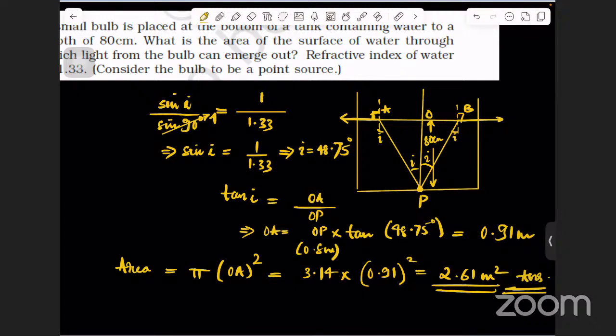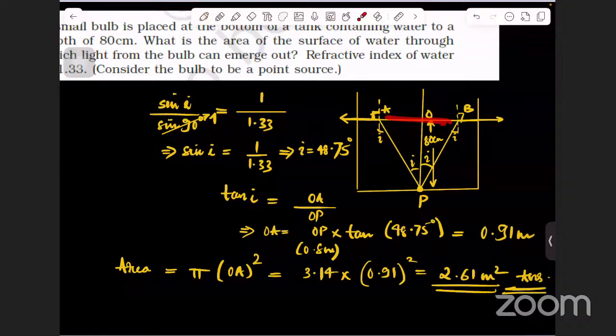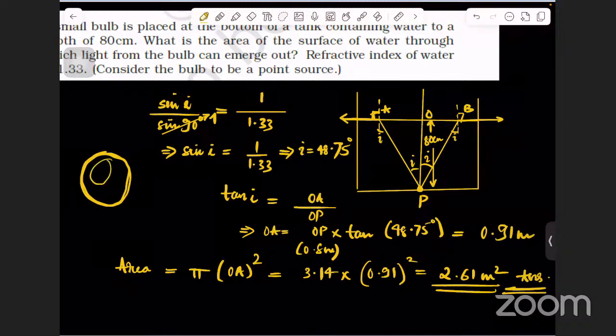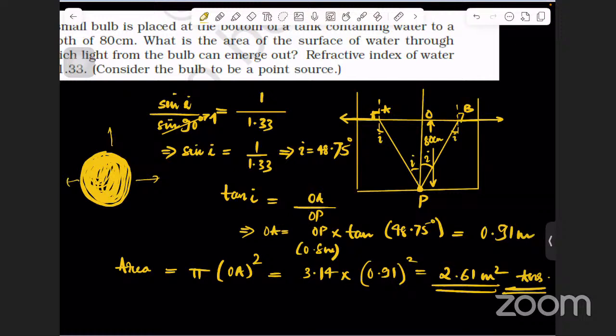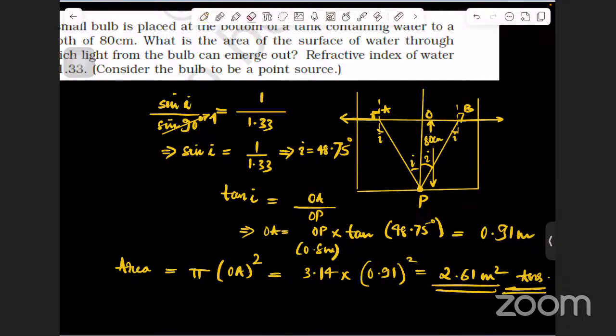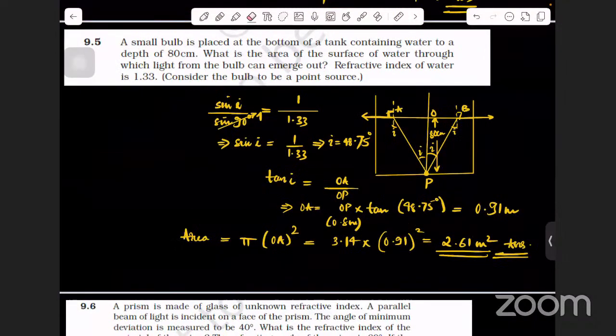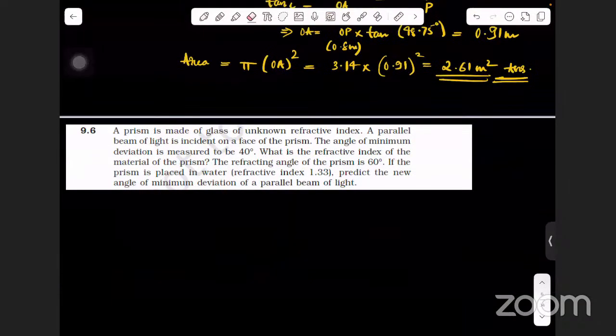All right. So through this area of the liquid, if you view from above, only through this area it will be illuminated, circle of illumination. Beyond this, you can't see any light from the bulb because all will be totally internally reflected. I guess it's clear to everyone. Yeah. All right. So let's go over to the next question.